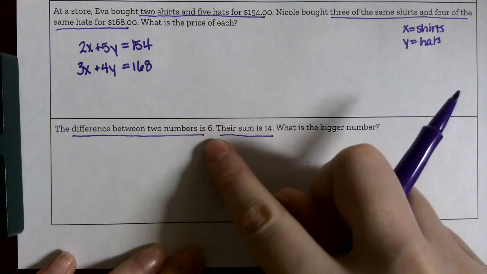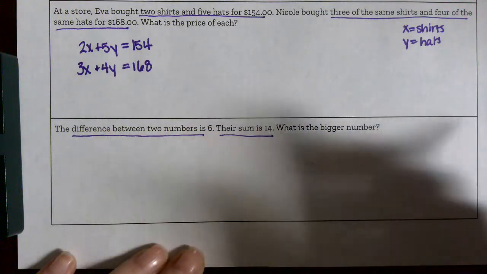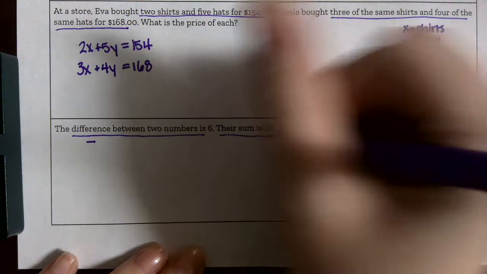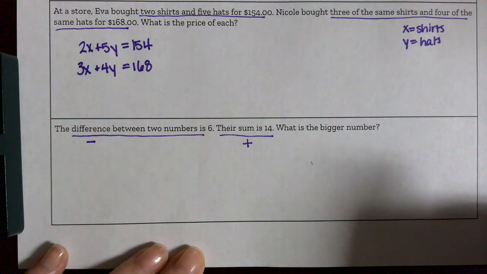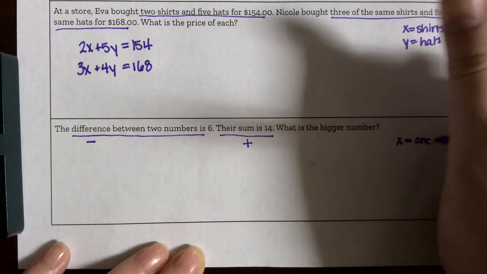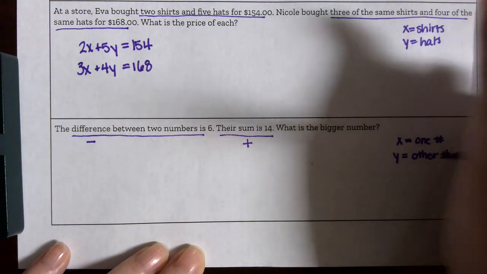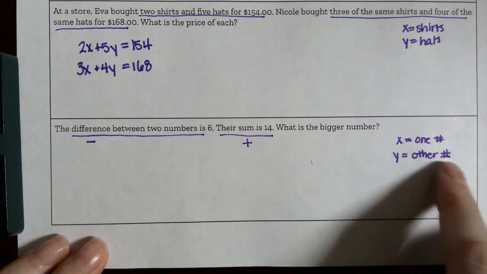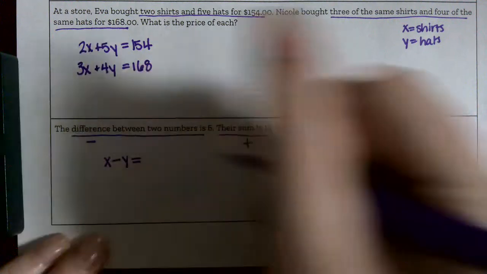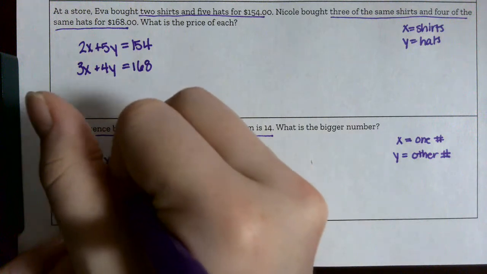So this says the difference between two numbers is 6. Their sum is 14. What is the bigger number? So you do have to know what difference, sum, product, quotient, all those mean, because difference means subtract and sum means add. So I'm just going to let X be one number and Y be the other number. Seems weird, but it's just talking about two numbers. So the difference means subtract them: X minus Y equals 6. And sum means add them: X plus Y equals 14.